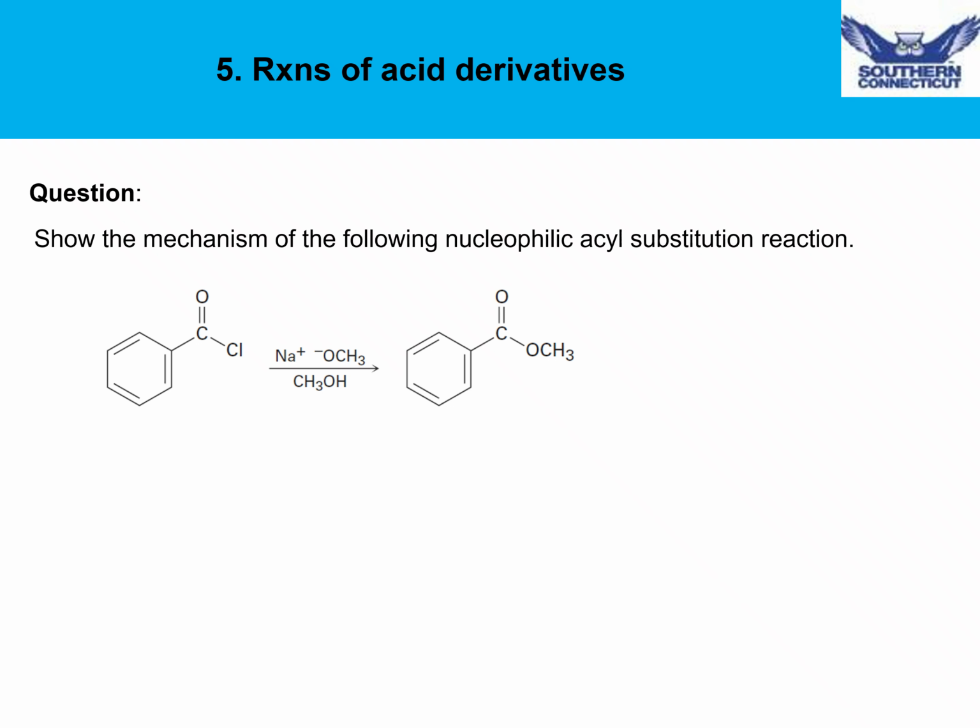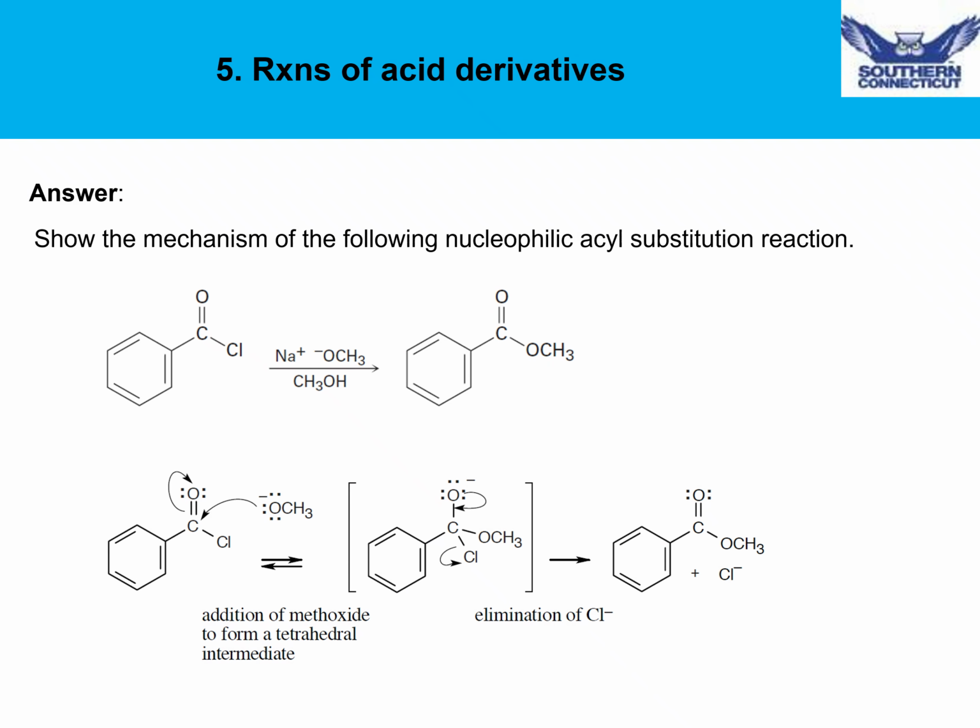In this question, we want to look at the mechanism for the following nucleophilic acyl substitution reaction. This reaction involves an acid chloride and a methoxy nucleophile in methanol to become an ester. This exact example was actually not covered in this section, but we should be able to come up with a reasonable mechanism based on the other examples of acyl substitution reactions we saw in this chapter.